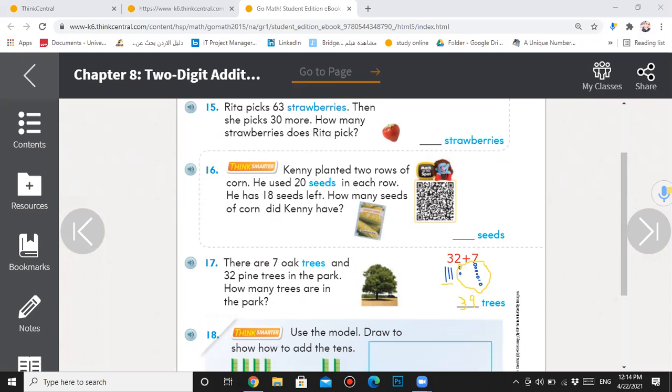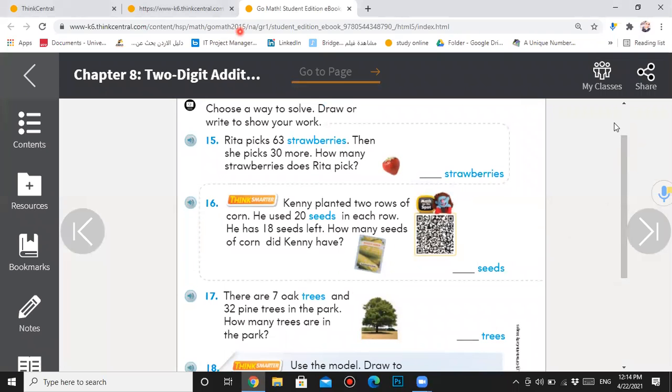39. Okay. Hold on. Question number two in your book. It is the strawberries. Read the problem. Okay. 63 strawberries. Then she picks 30 more. How many strawberries does Rita pick? Okay. More means a plus. Two things together like the trees means plus. More means a plus. So we're gonna add 63 plus 30. Guys, you should draw to figure it out.